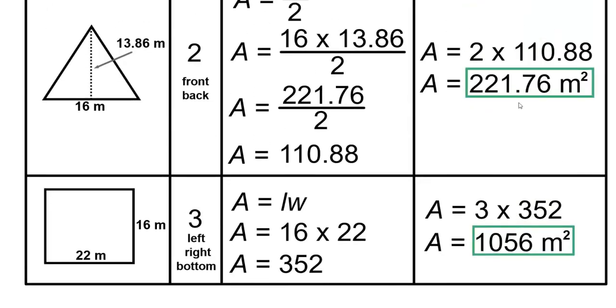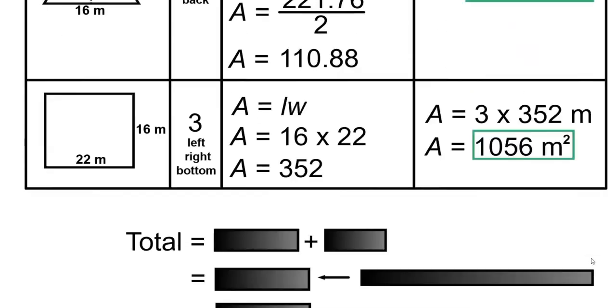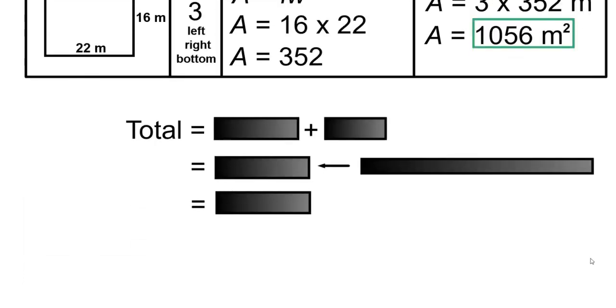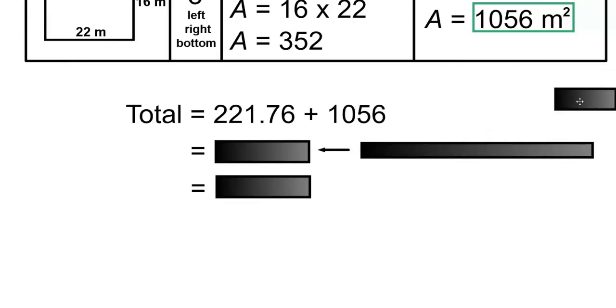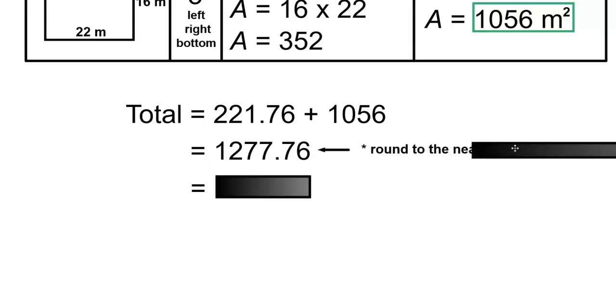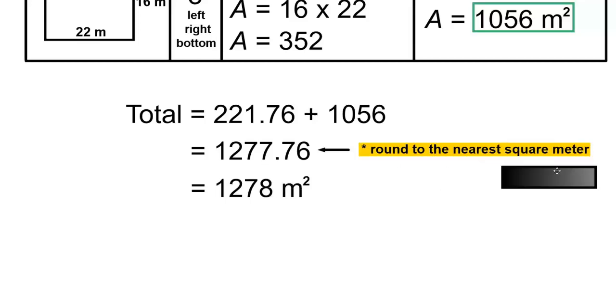To get the total, we'll add those 2 numbers up. 221.76 plus 1,056 equals 1,277.76. The question did say to round to the nearest square meter, so the 7 will make us round that up to an 8. So the answer will be 1,278 meters squared.